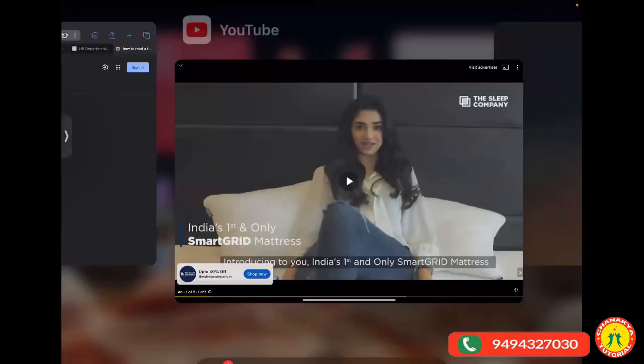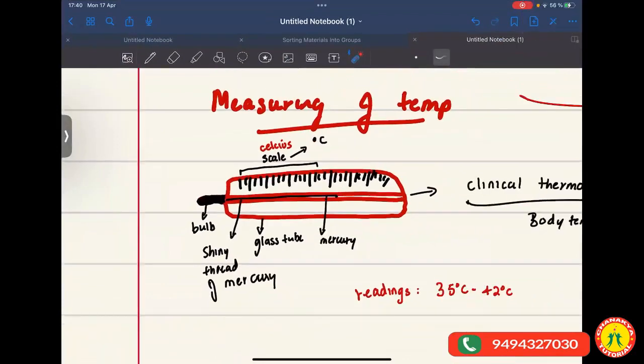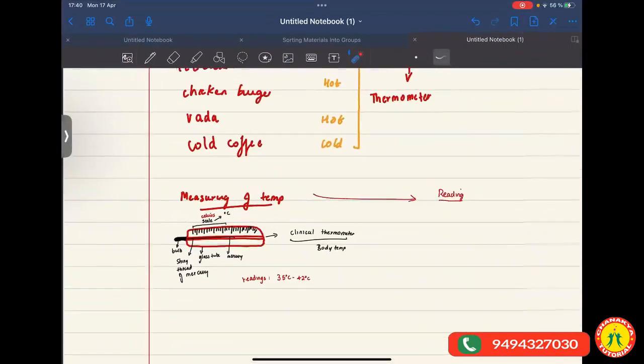Okay. Did you guys understand? Yes, ma'am. I hope it was clear to all of you. You can note this also down. Note it down. The parts of thermometer.